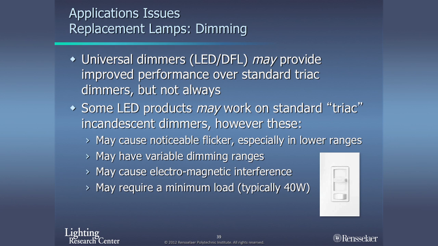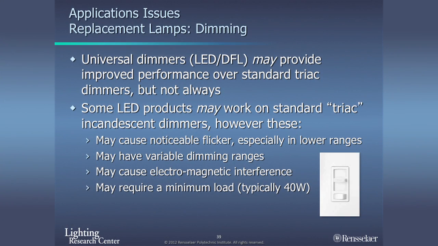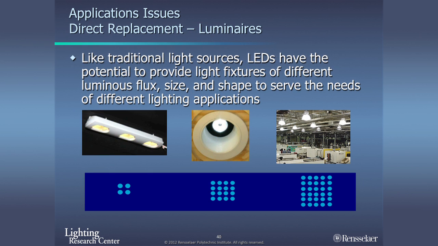Sometimes in the lower ranges, if you are seeing problems, there may be some flicker, variable dimming ranges. There can be electromagnetic interference with these products because, again, you're dimming an electronic component. If it's not being done properly, you may see some EMI. Now, in someone's home, that's typically not really a concern. But if it's a critical application where that's going to be a problem for you in your building, then you have to pay attention to that. And they typically will require a minimum load. It's very difficult to dim just one little downlight with a dimmer.